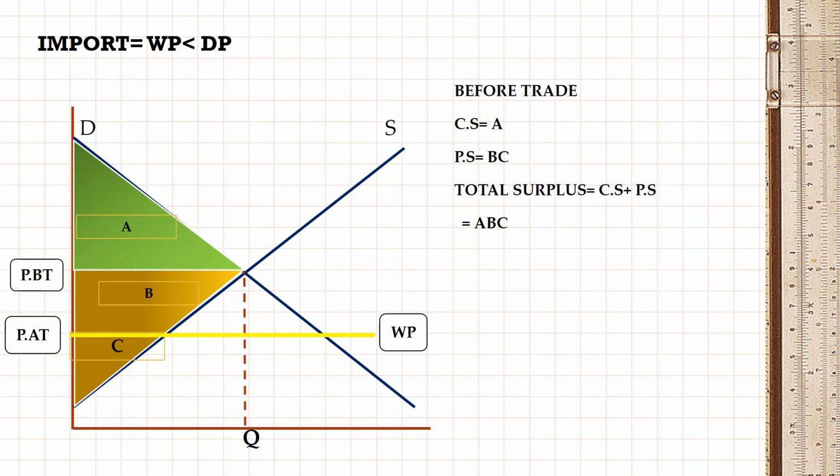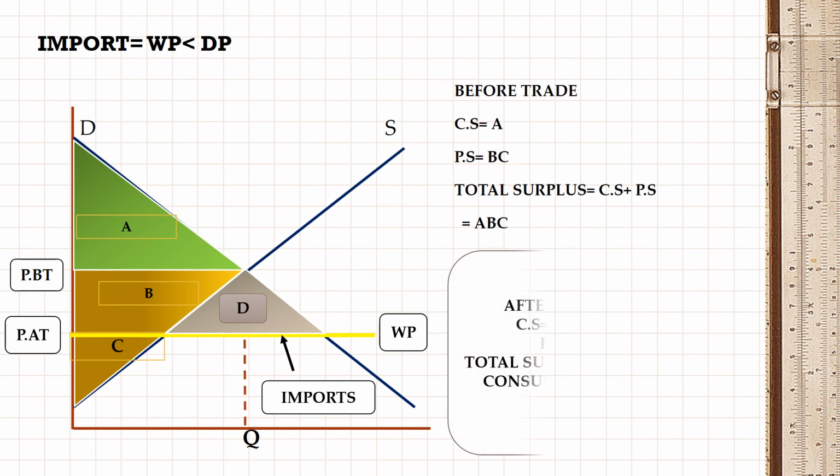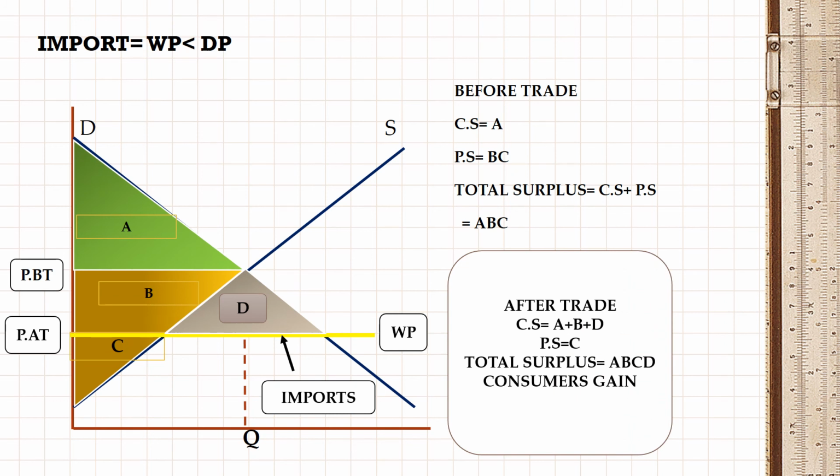So when you import, your new price is equal to the world price. So domestic price is equal to world price. PAT refers to price after trade. And this D depicts gains specifically from imports. So let's see how your total surplus changes. Now we see consumer surplus is greater after trade. Previously, consumer surplus was only A. Now it's A, B, and D because the price has decreased.